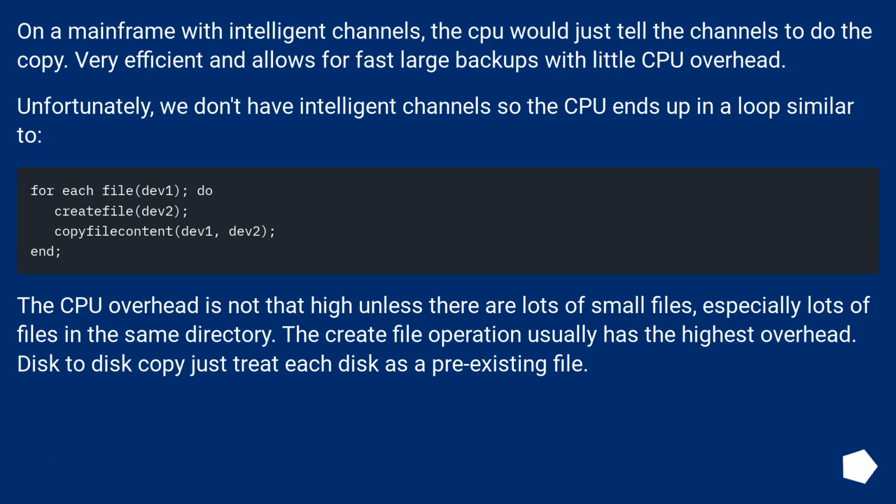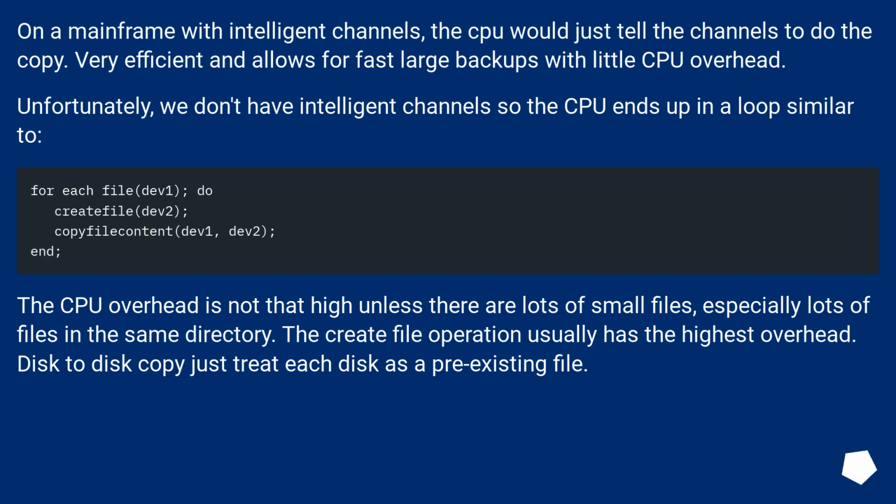On a mainframe with intelligent channels, the CPU would just tell the channels to do the copy. Very efficient and allows for fast large backups with little CPU overhead. Unfortunately, we don't have intelligent channels, so the CPU ends up in a loop similar to.